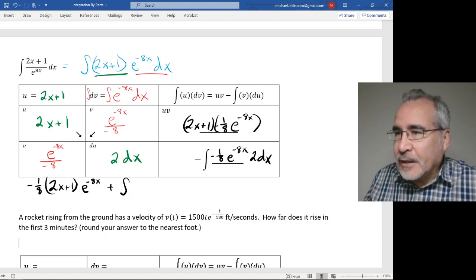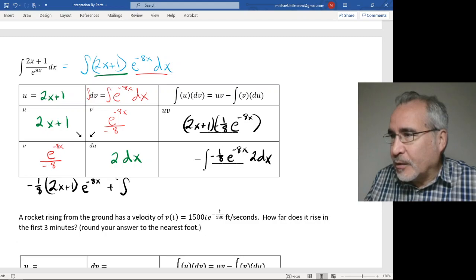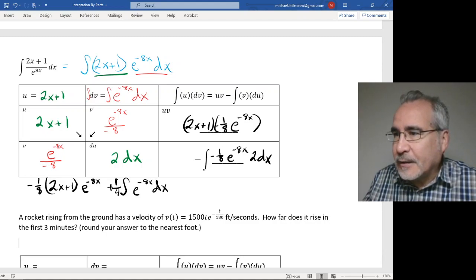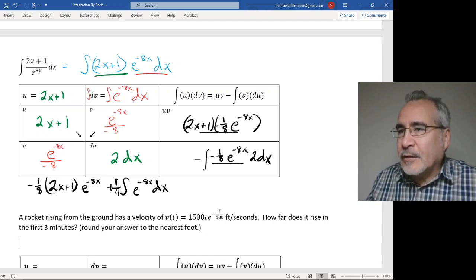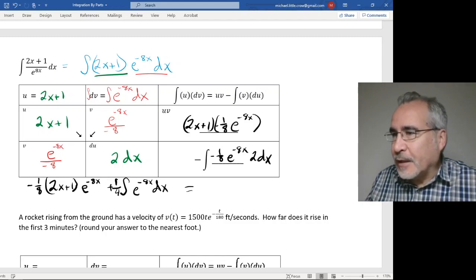1/8 comes in front. Actually, no, 2 over 8, so 2/8 is 1/4. Right? We can reduce it down to 1/4. So 1/8, 2 on top, reduces down to 1/4. E to the minus 8x dx. We now can integrate this part. So our final answer is all this front part.